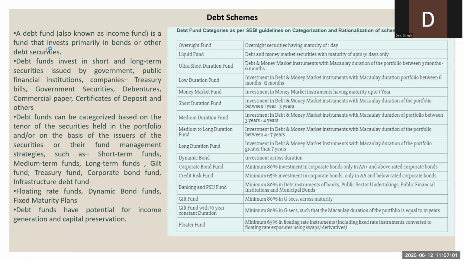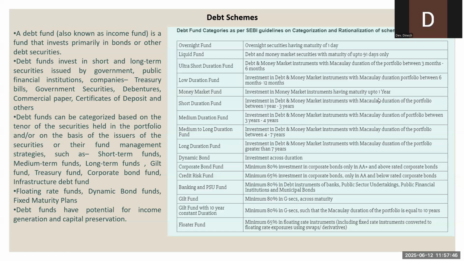Now going on to debt schemes. Overnight fund has a maturity of 1 day, liquid fund a maturity of 91 days. These are all debt schemes where they will invest in treasury bills, government securities, debentures, certificates of deposit, and other types of fixed return instruments. Ultra short duration fund is for 6 months. Low duration fund is between 6 and 12 months. Money market fund has a maturity of up to 1 year. As you know, money market is for investments of less than 1 year, so 91, 182, 364 day tenures.